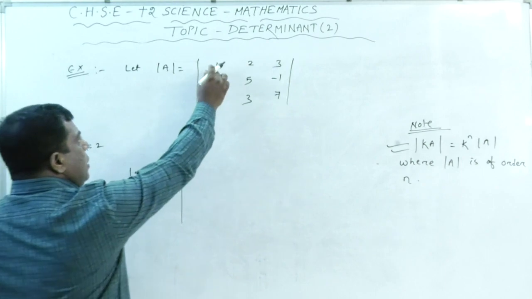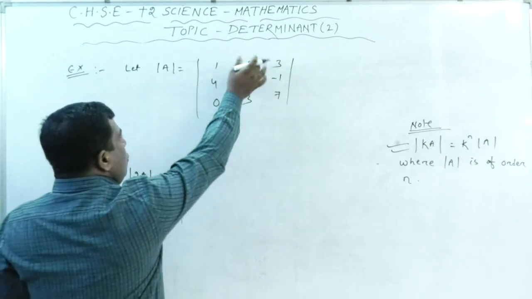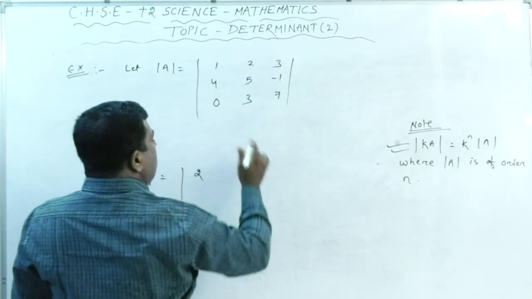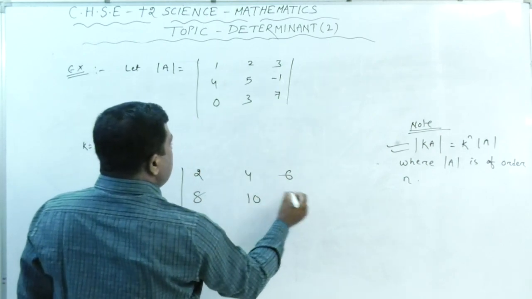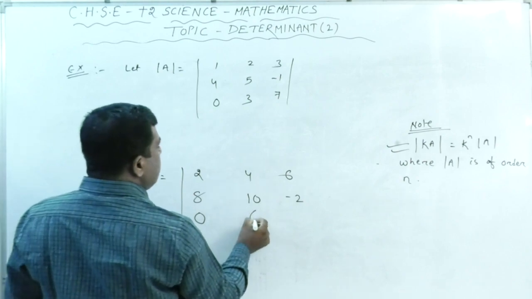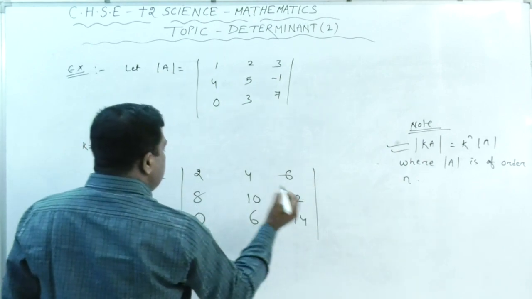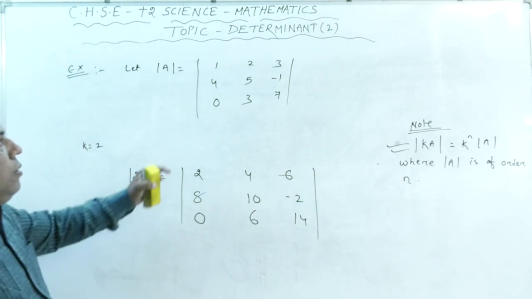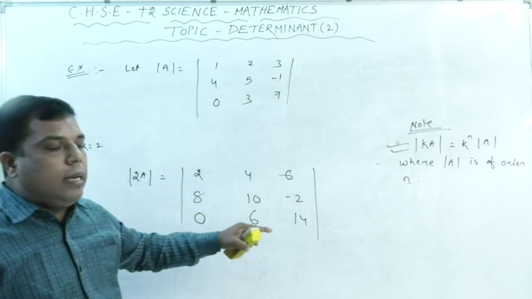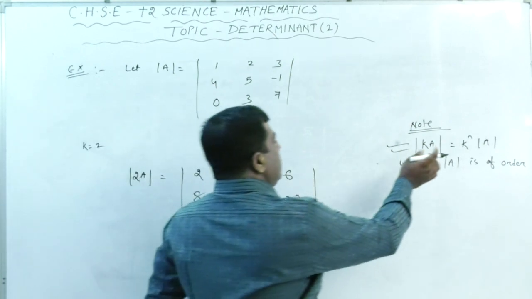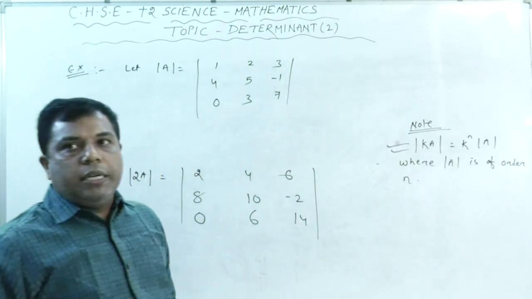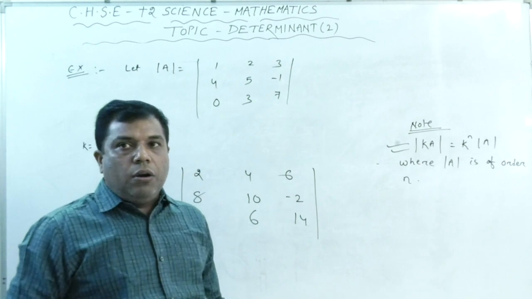That is, the element 1 becomes 2, 2 becomes 4, 3 becomes 6, 4 becomes 8, 5 becomes 10, minus 1 becomes minus 2, 0 stays 0, 3 becomes 6, 7 becomes 14. Okay, dear students? So we have to find the value of that one and the value of this one, and compare both to see whether that property, that note, is satisfied or not.